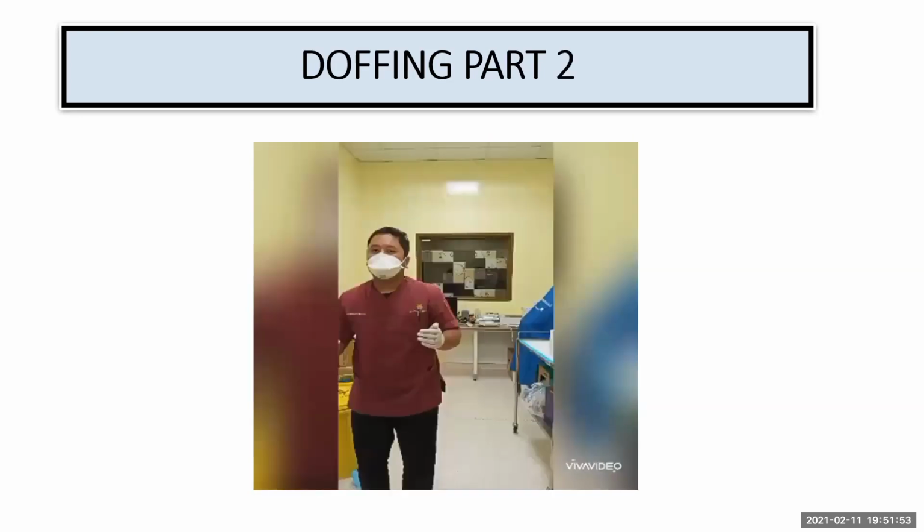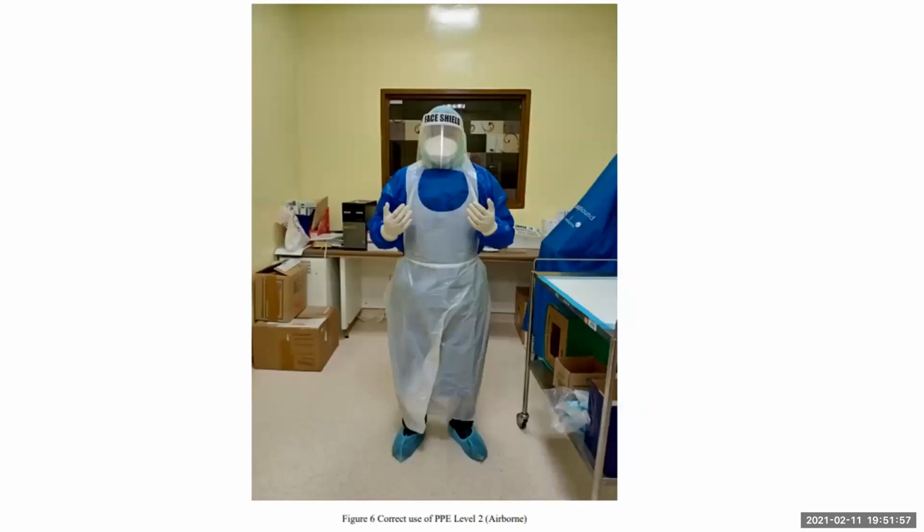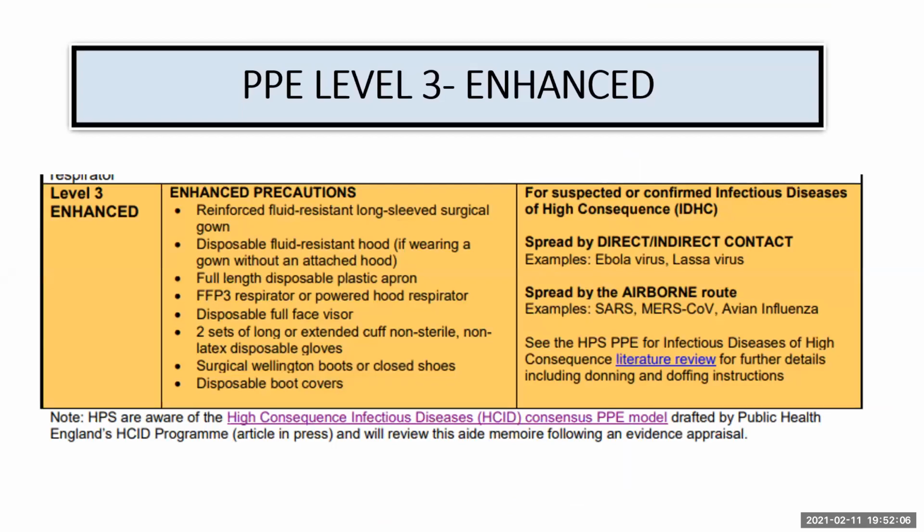Next step, next slide. This is video part 2 because the video is quite lengthy. This is the full picture of how PPE level 2 airborne looks like. Next slide. For PPE level 3, I cannot find a source from Malaysia. This one I took from the US, if I'm not mistaken. Basically, they call level 3 as enhanced.